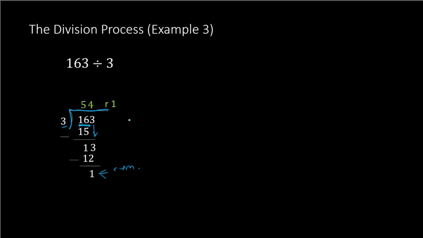And again, if you wanted to, you could double check your work, and you would do that by taking 54 times 3 plus the remainder of 1. So if you do 54 times 3 plus 1, we should get back out 163. Let's confirm that here quickly.